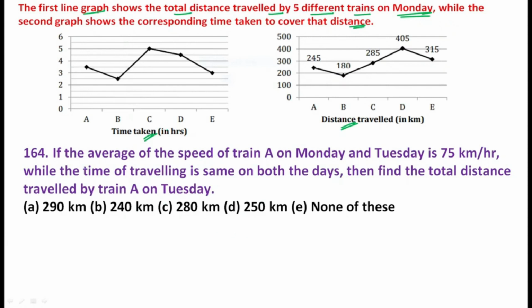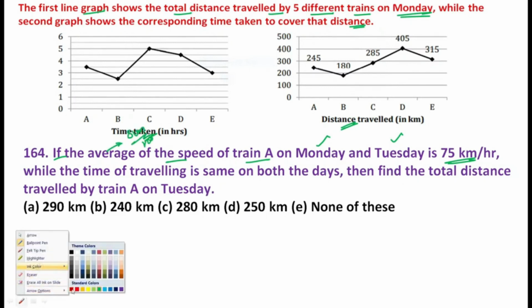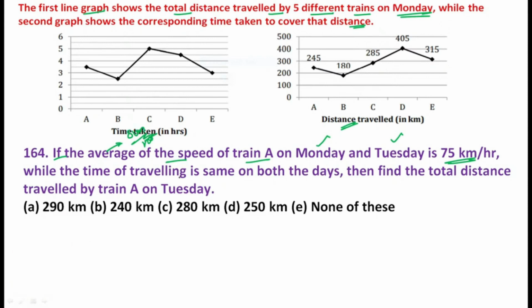Now here the question: if the average speed of train A on Monday and Tuesday is 75 kilometers per hour. First information, average is sum divided by number. The time taken traveling is the same on both days. Find the total distance traveled by train A on Tuesday. Now we have information related to Monday, and they are discussing train A. The time taken to cover the distance is exactly 3.5 hours.